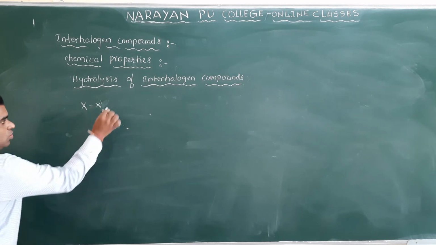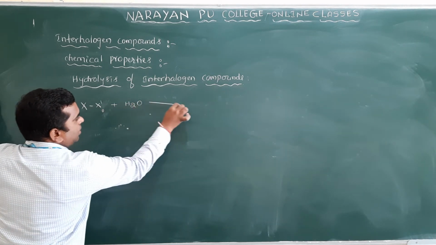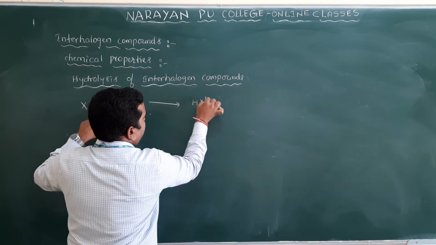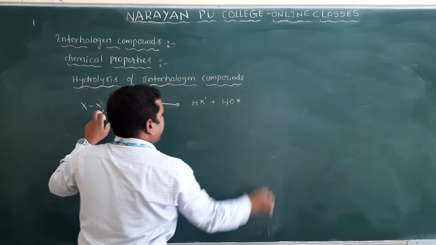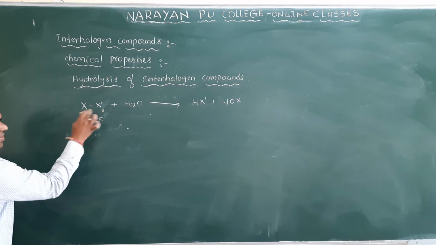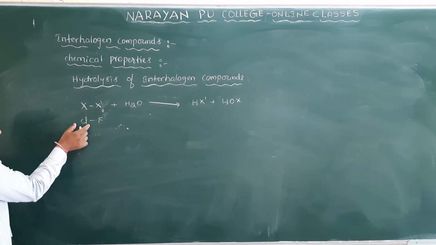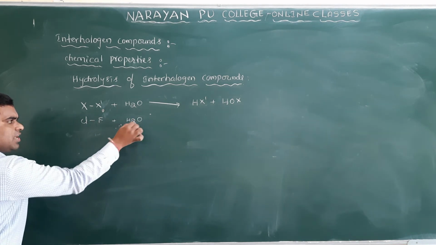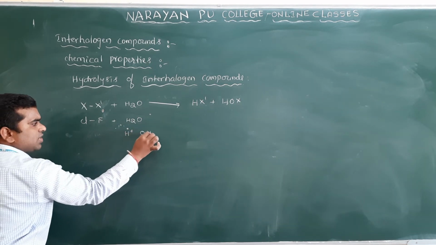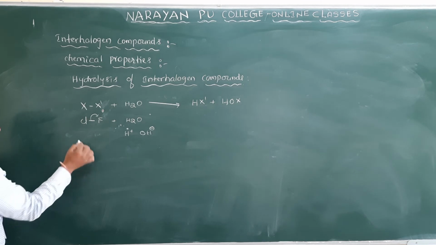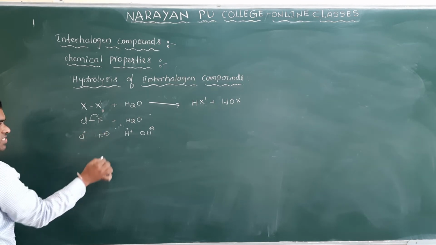Do the hydrolysis. What compounds will you get? You will get HX' plus HOX, hypochlorous acid. Simple. Take one example, chlorine and fluorine. Chlorine is the larger halogen, fluorine the smaller. Hydrolysis means H plus and OH minus. If this bond breaks, which one acquires positive and which negative? Fluorine is more electronegative, so chlorine is positive and fluorine is negative.